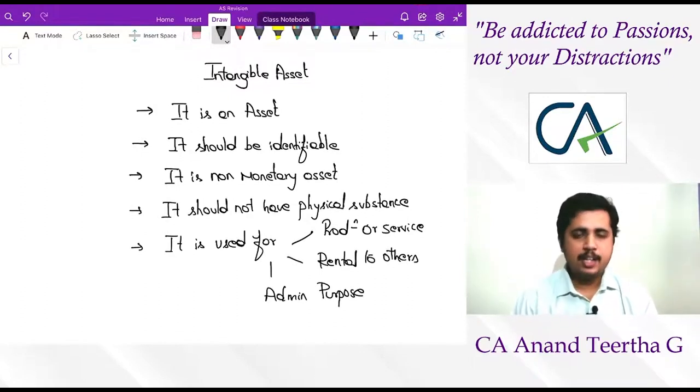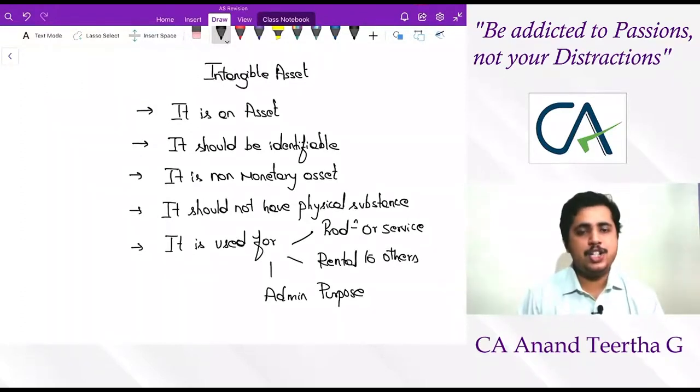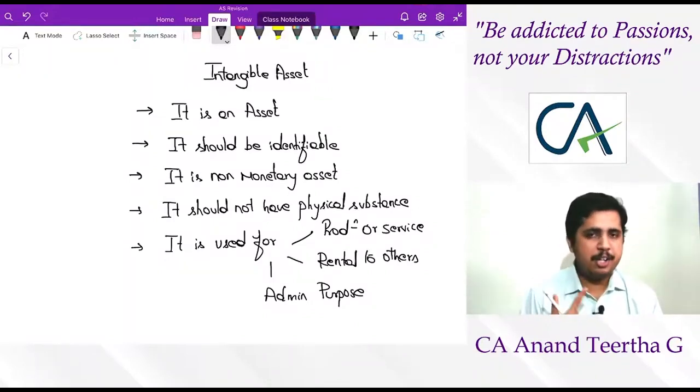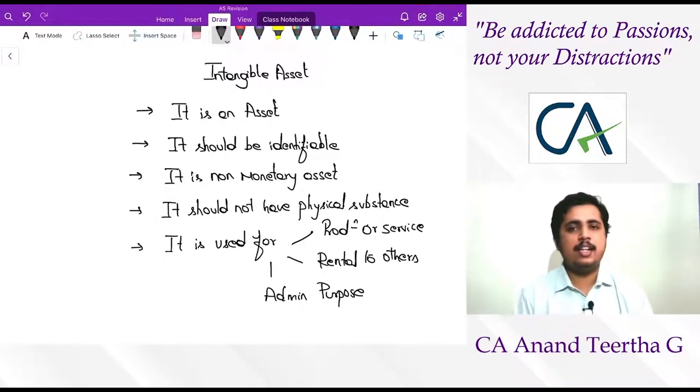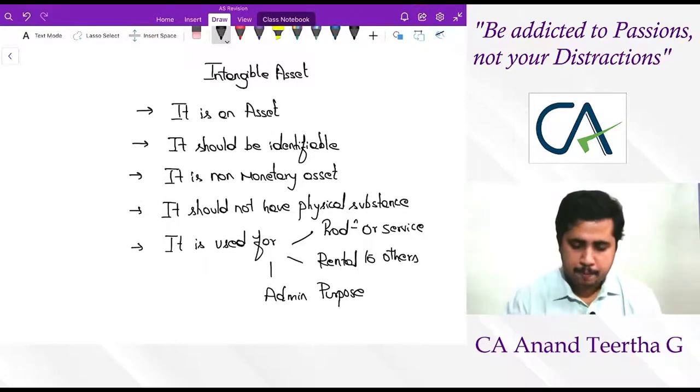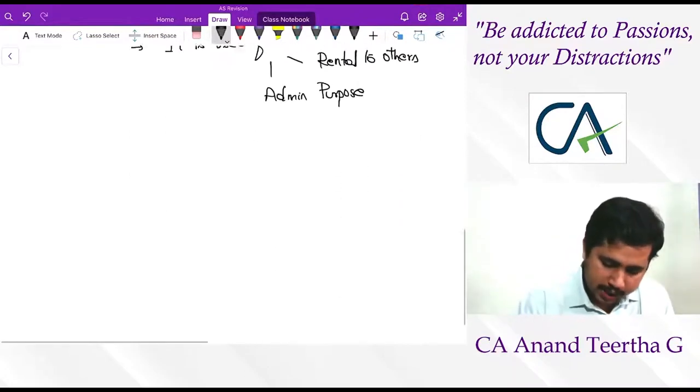So now these are the rules to be called an intangible asset. It should be an asset, it should be identifiable, it should be a non-monetary asset, it should not have physical substance, it should be used for production, rental, or administrative purpose. So these are the coverage area for something to be called an intangible asset. Now let's see them one by one. If it needs more conclusive remarks, we will see that afterwards, and then move on to the next part.